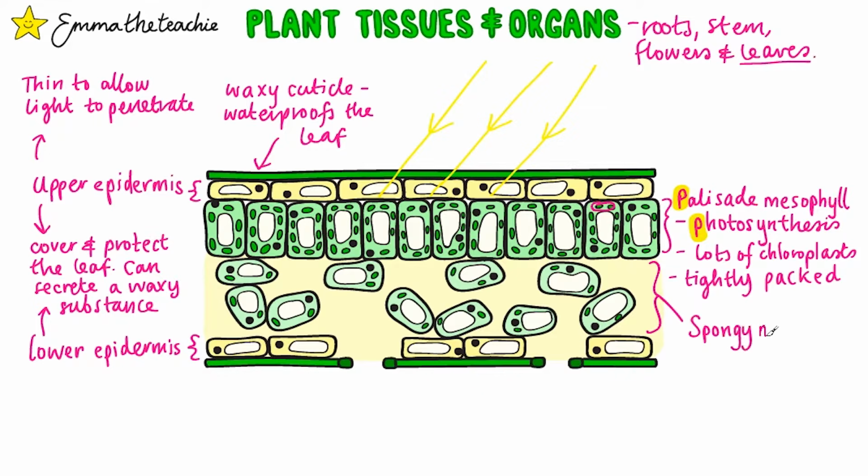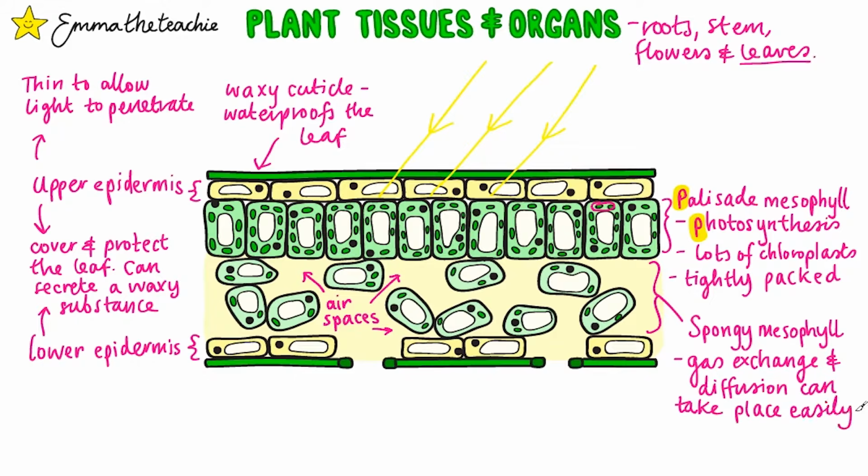The next tissue is the spongy mesophyll. Just like a normal sponge, it has lots of air spaces. This allows gas exchange via diffusion to take place easily. This is important as carbon dioxide needs to diffuse into the plant cells for photosynthesis, and oxygen that is produced needs to be able to diffuse out.